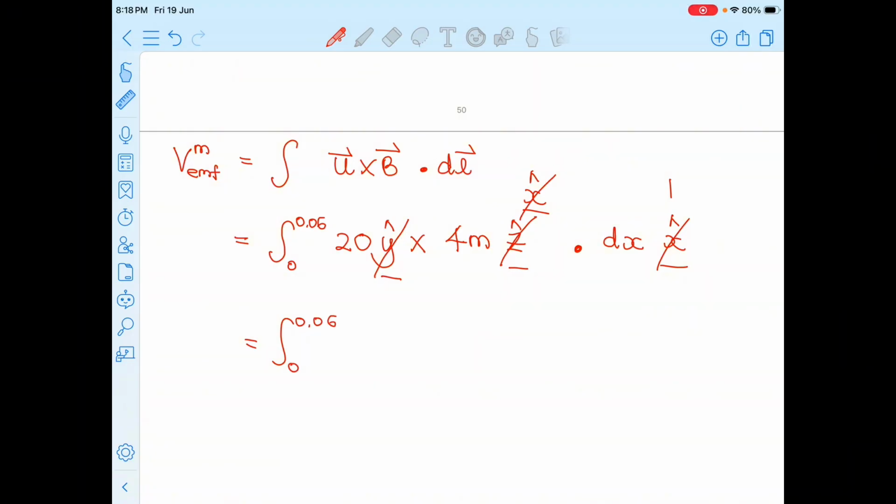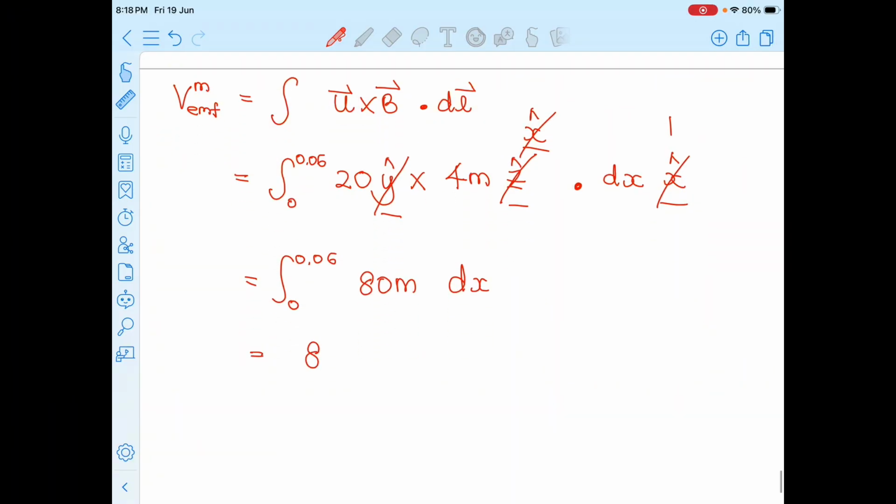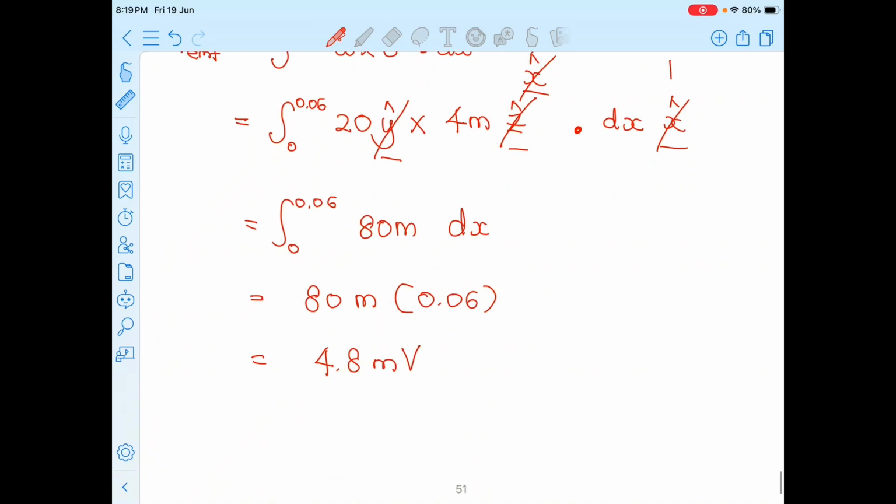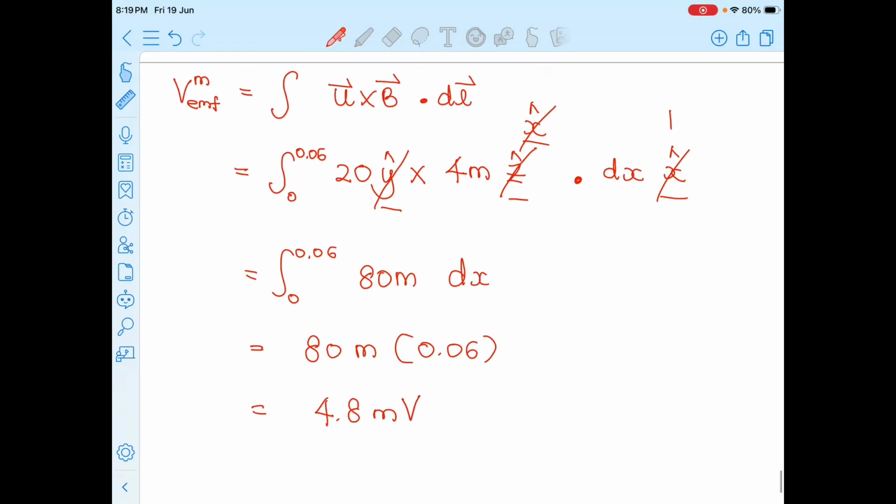We have 20 times 4 milli, so here we have 80 milli, and then we have dx. So it equals 80 milli multiplied by 0.06, which equals 4.8 milli, 4.8 millivolt. So this is the motional EMF.